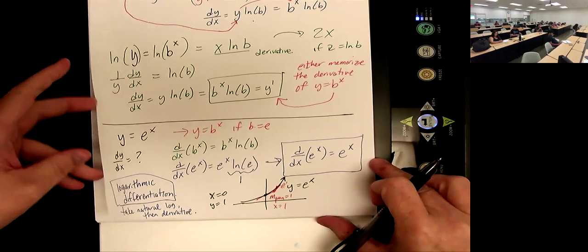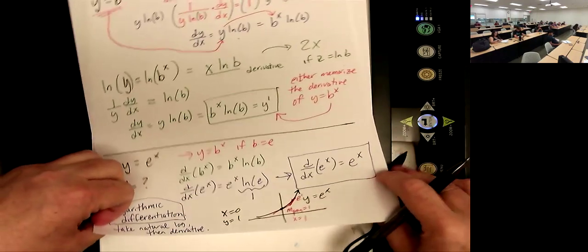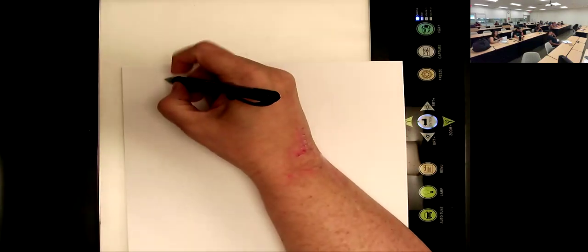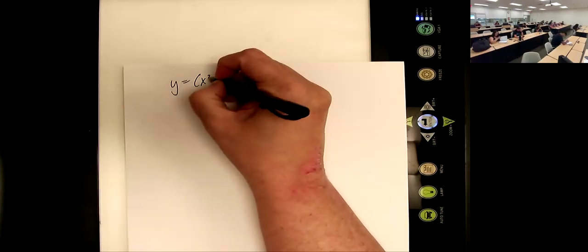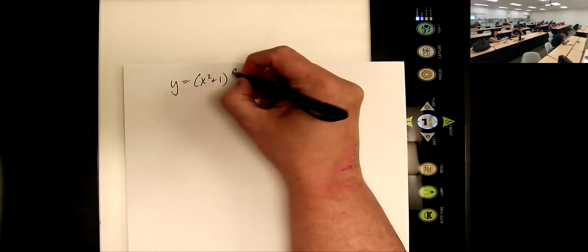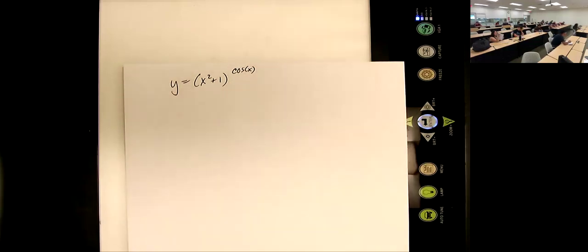All right, ready for the next problem? y equals x squared plus 1 to the cosine of x power. Now, we are not gonna do it the inverse method, but I'm gonna show you the starting steps to show that it can be done.